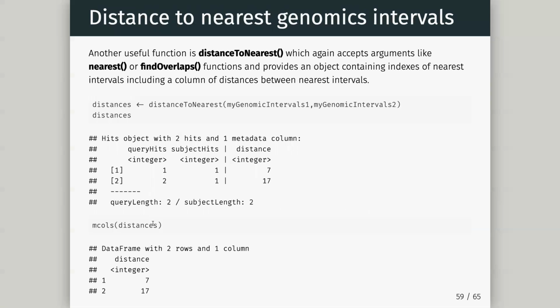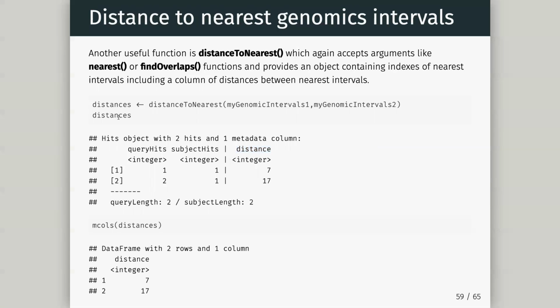Another useful function here is distanceToNearest, which again is going to accept the same arguments as nearest and findOverlaps, except this time it's not just going to return the intervals of the overlap, it's also going to return the distance. A lot of the time you may want to take the nearest, but you're not going to accept anything over a certain distance. It's just improbable that it has anything to do with that closest site.